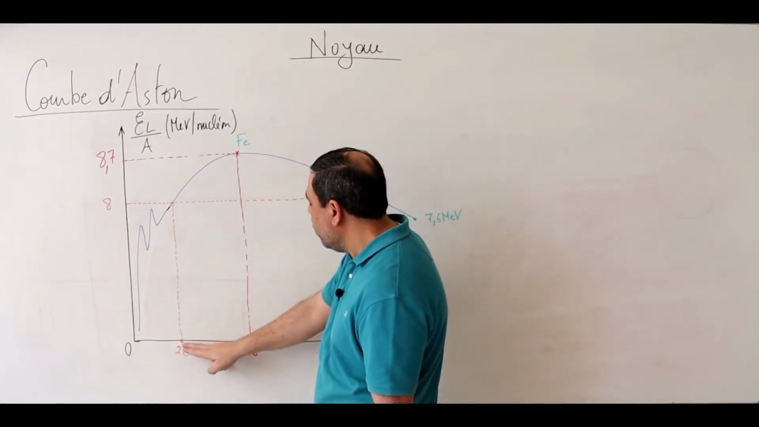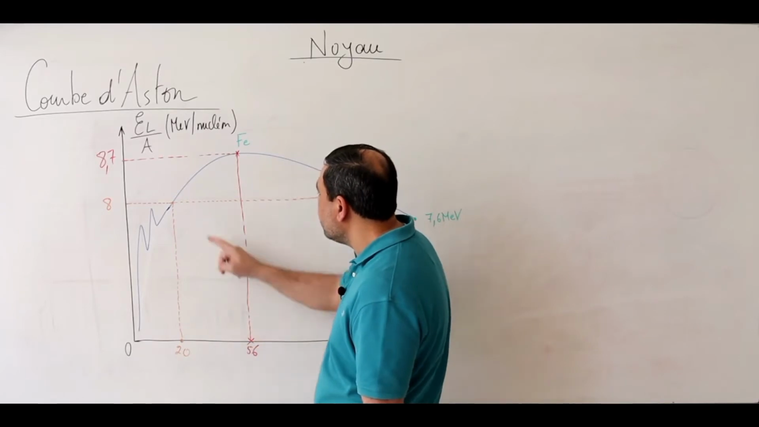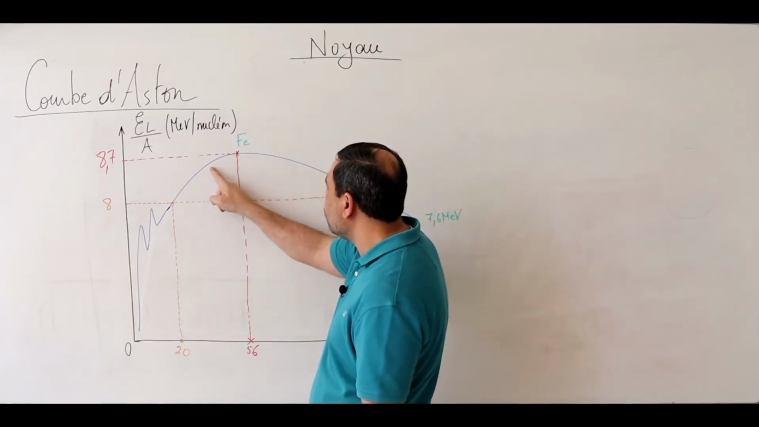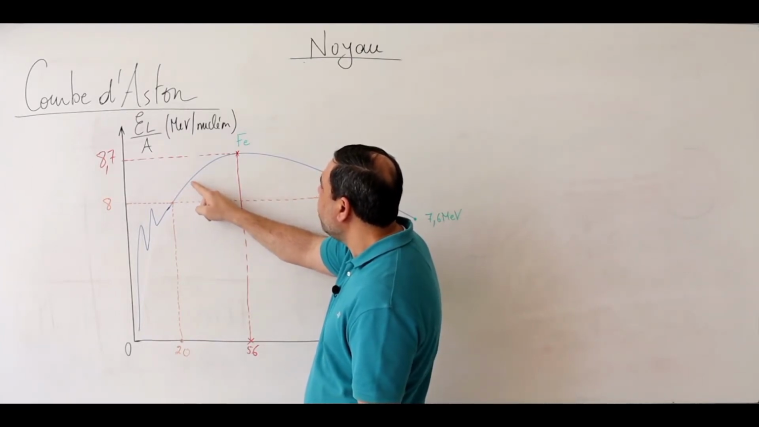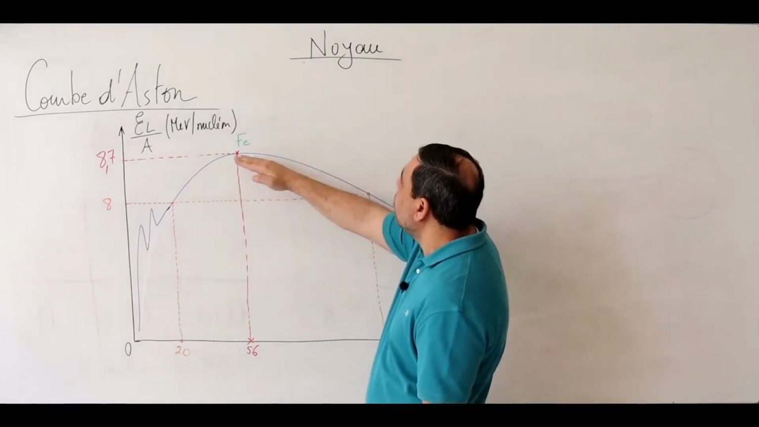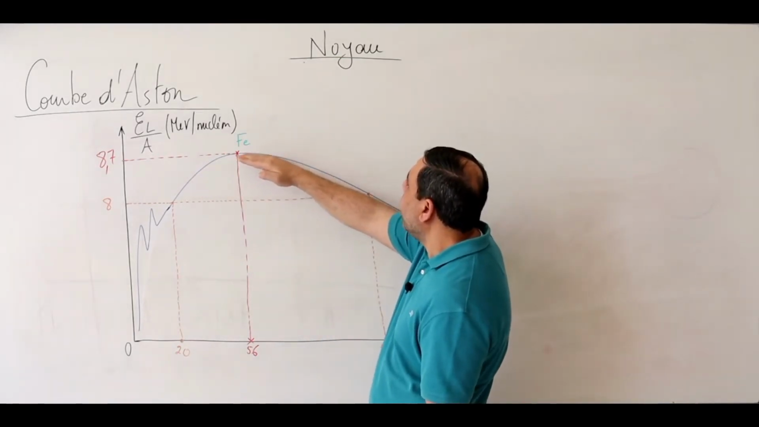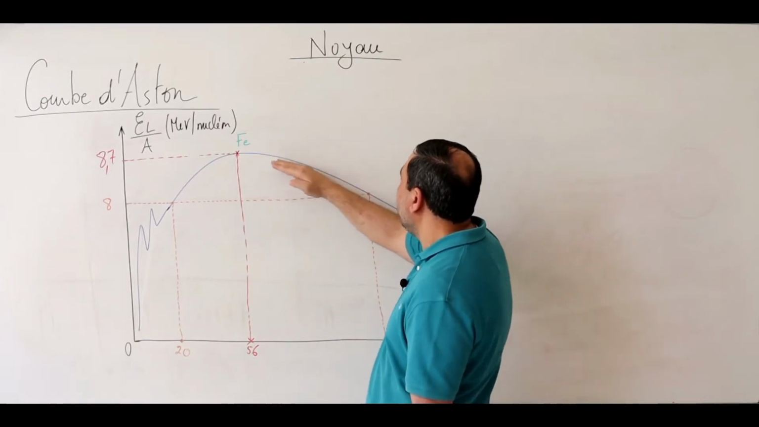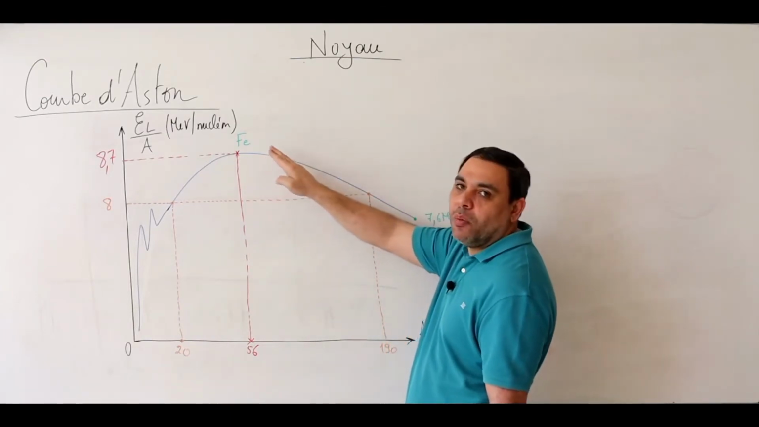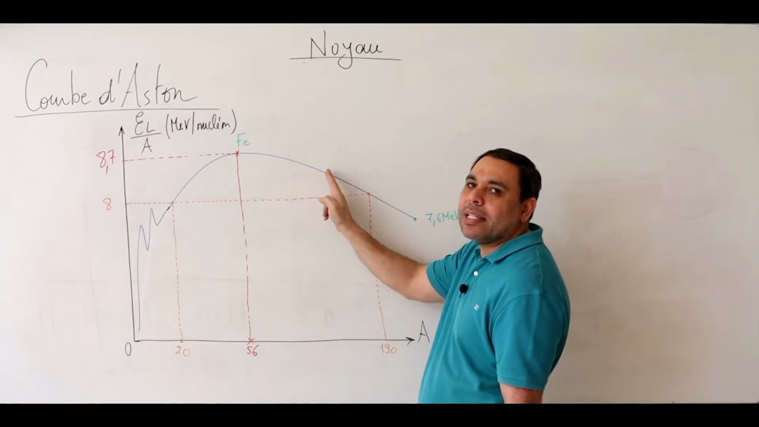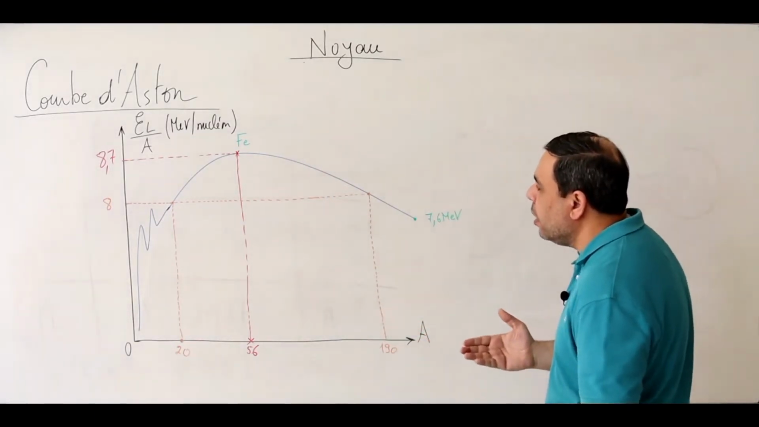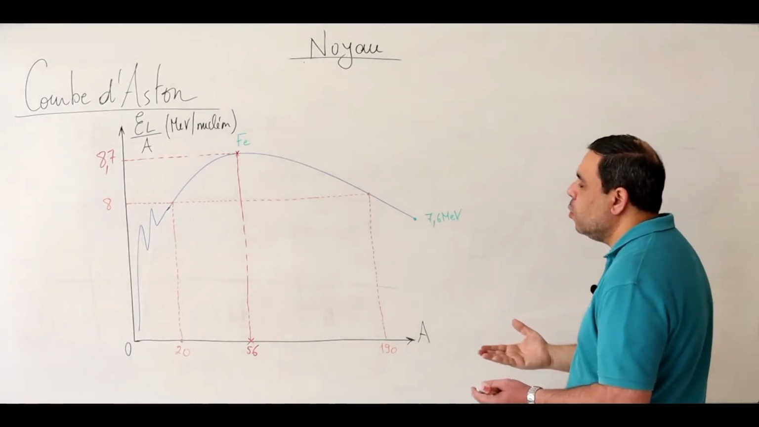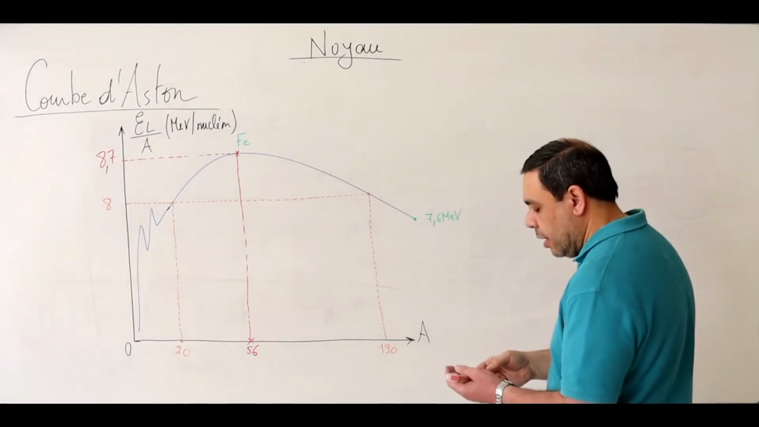When A is between 20 and 56, the binding energy per nucleon increases. So the nuclei coming after the previous ones are more stable. We notice that the curve decreases after that. Then the nuclei coming after the previous ones are less stable. We can divide this curve into several regions or zones.